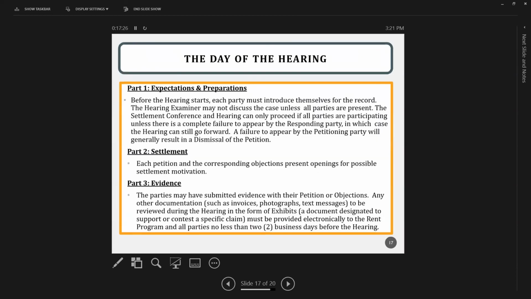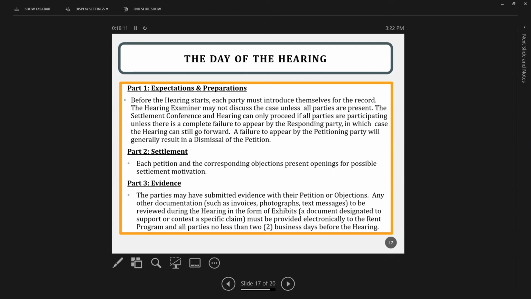Before the hearing starts, each party must introduce themselves to the record. The hearing examiner may not discuss the case unless all parties are present. The settlement conference and hearing can only proceed if all parties are participating, unless there is a complete failure to appear by the responding party, in which case the hearing can still move forward. A failure to appear by the petitioning party will generally result in a dismissal of the petition. Each party and the corresponding objection will be presented, with openings for a possible settlement.